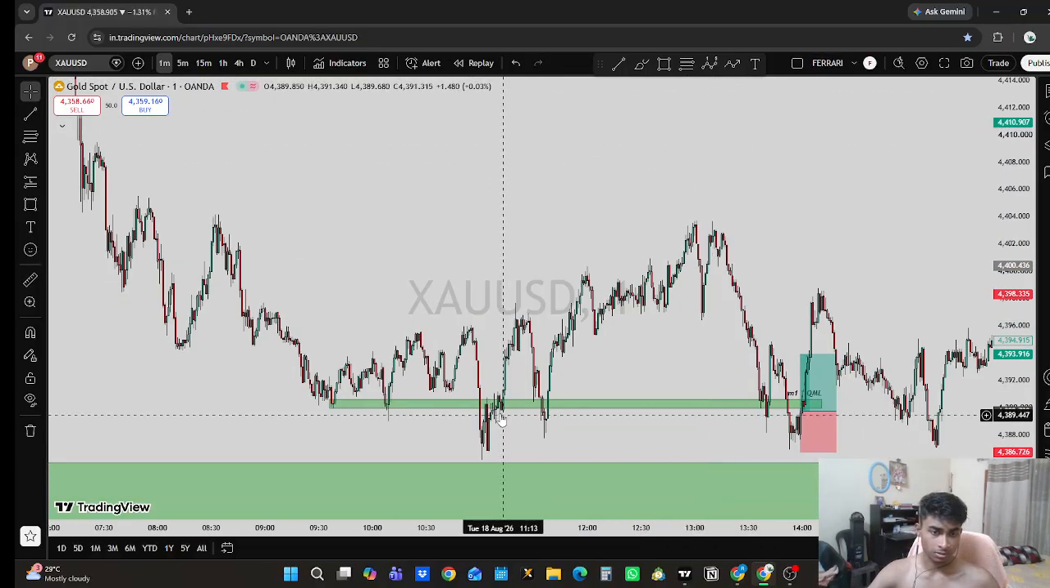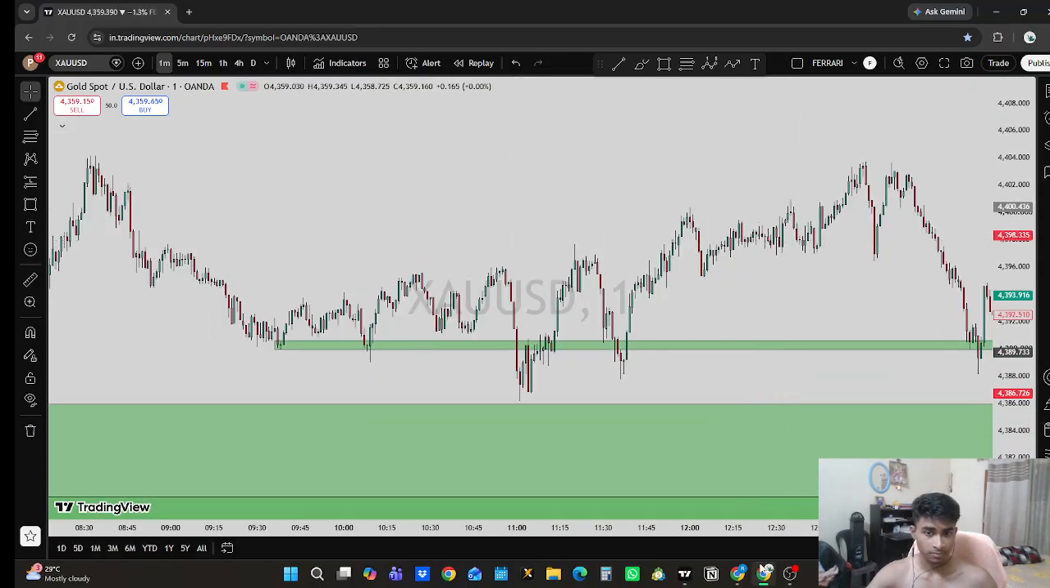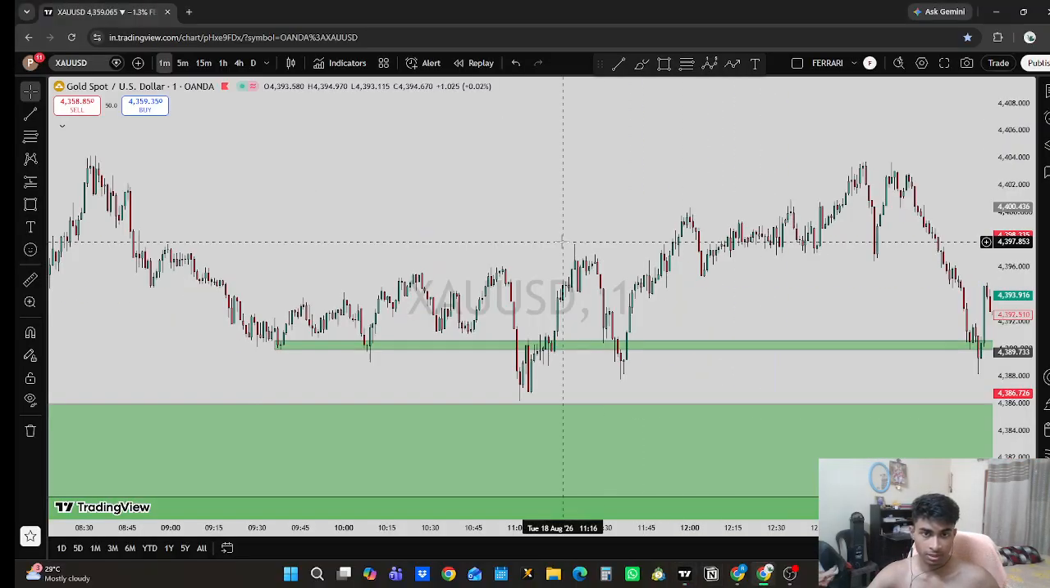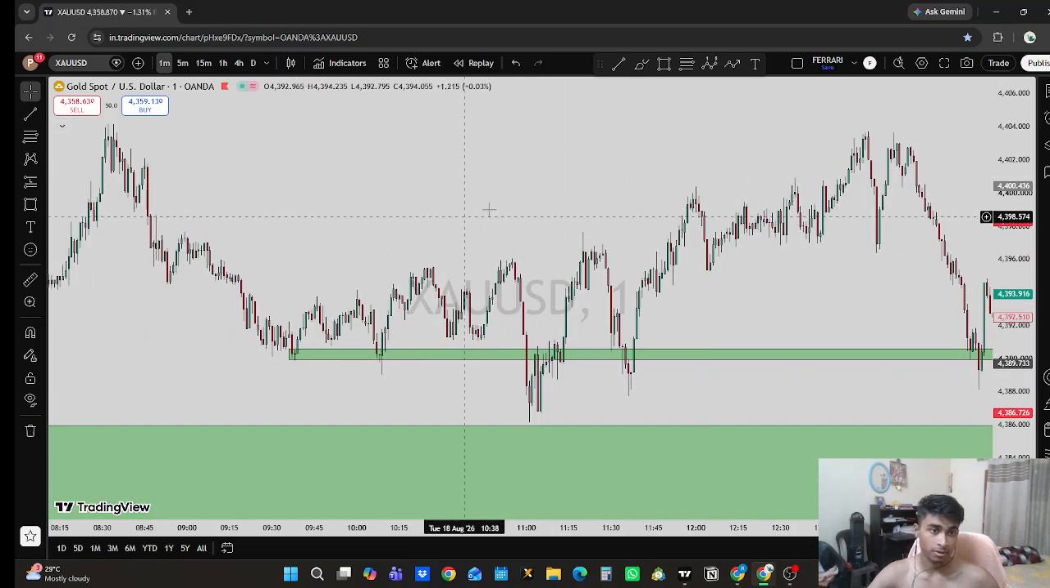So since we missed this exact entry, what I did was I considered a valid tap in. I followed this chart, my analysis chart, and since I'm using this as my trading chart, what I did was I waited for some kind of confirmation.